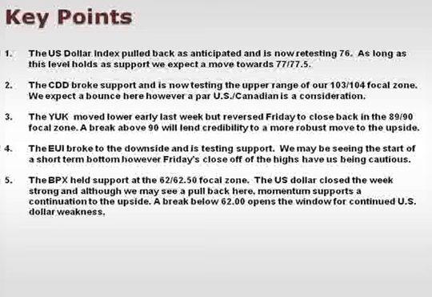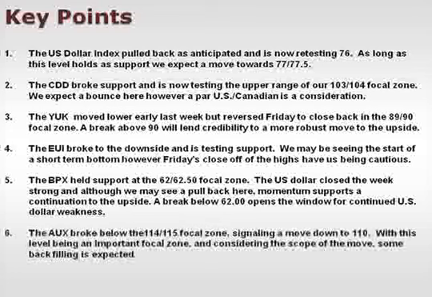The U.S. dollar closed the week strong, and although we may see a pullback here, momentum supports a continuation to the upside. A break below 62 opens the window for a continued U.S. dollar weakness against the pound. The AUX broke below the 114-115 focal zone, signaling a move down to 110. With this level being an important focal zone, and considering the scope of the move, some backfilling to the upside is expected.